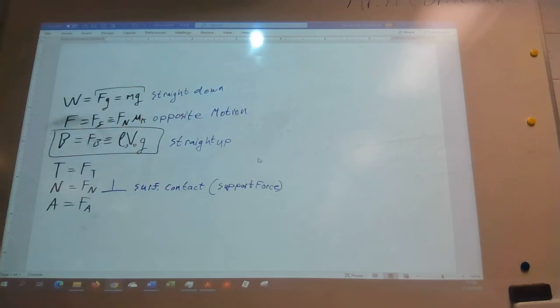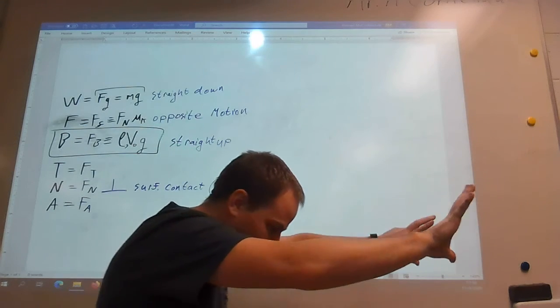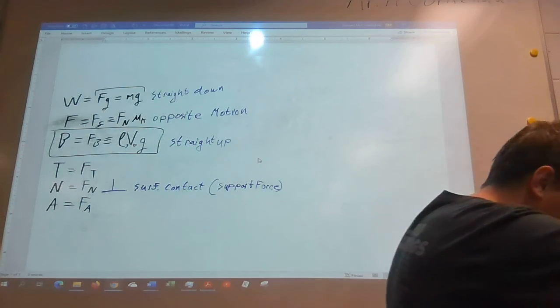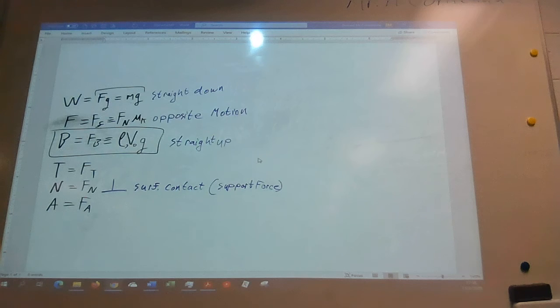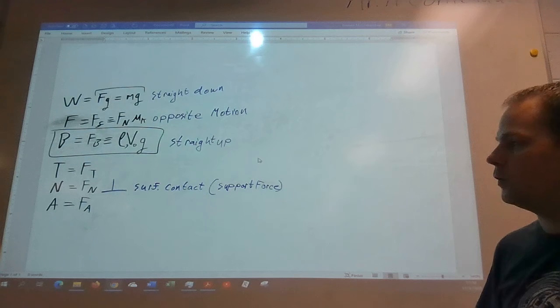Okay, the last one is applied force. Now, this is just our general catch-all. This is a force that came from somewhere else. So, if I am pushing on a box to move it across the room, I'm exerting an applied force on it in order to get it to move. It's just our generic catch-all term that we use. We just call it an applied force whenever that becomes an issue.